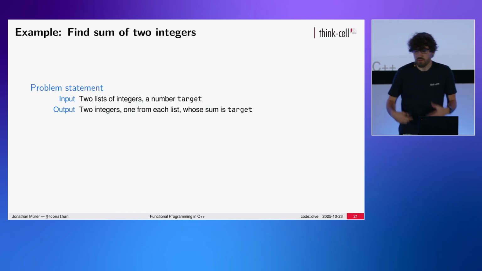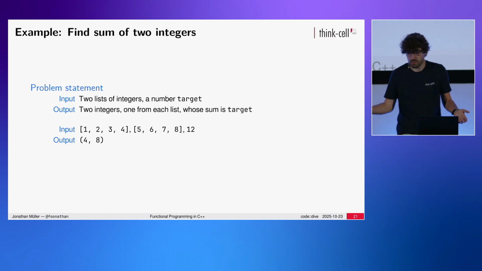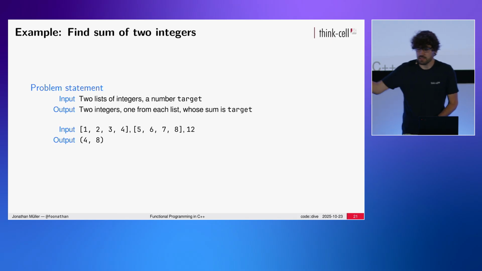Now for the second problem, we have two lists of integers and a number target, and we want to get two integers, one from each list, whose sum is target. So if those are our two lists and the target is 12, then the output would be 4 and 8, because 4 is in the first list, 8 in the second, and they sum to 12.